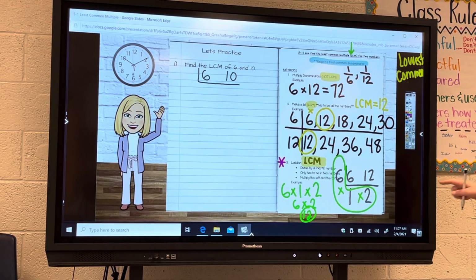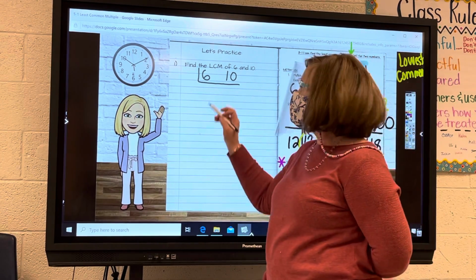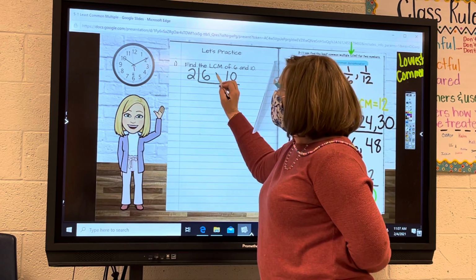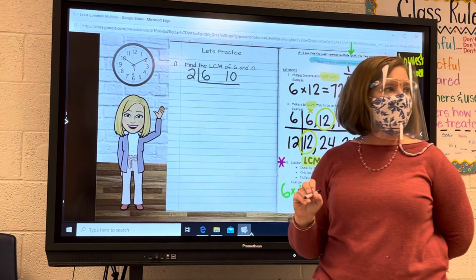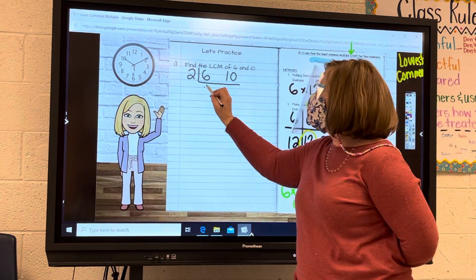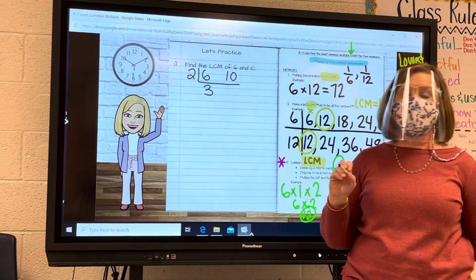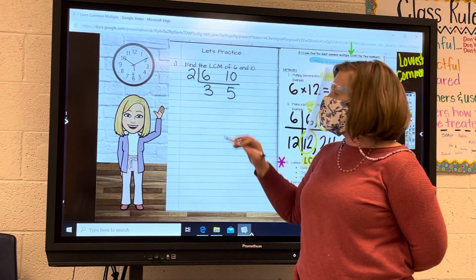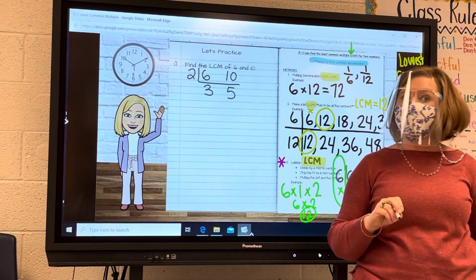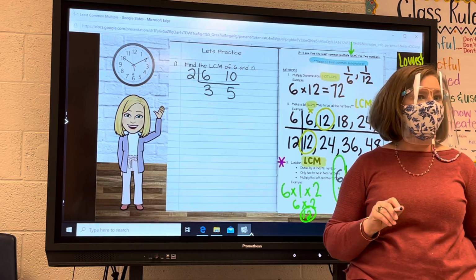What can I divide 6 and 10 by? 2. 6 divided by 2 is 3. 10 divided by 2 is 5. Can we go any farther? No. Now what do we have to do?